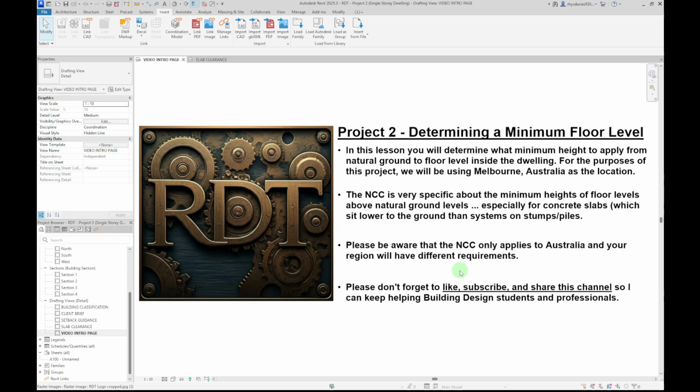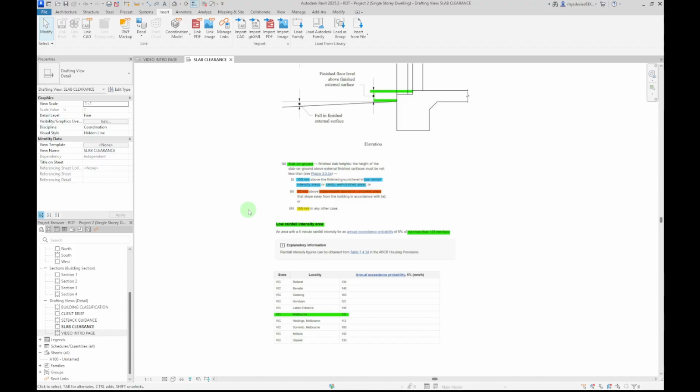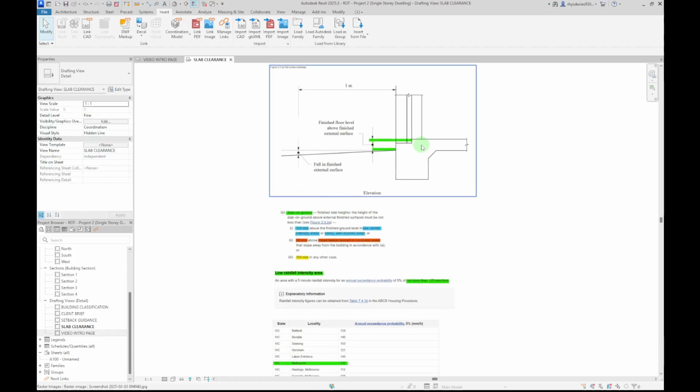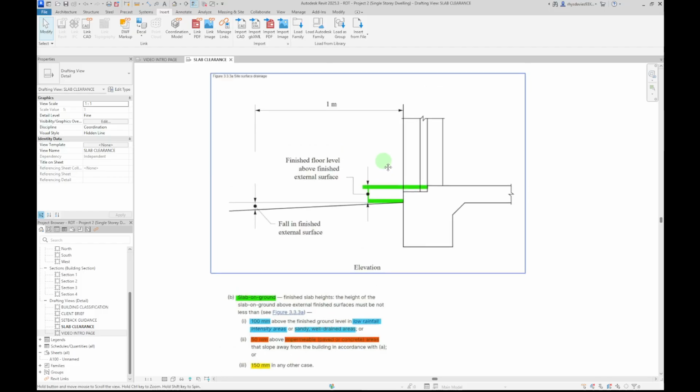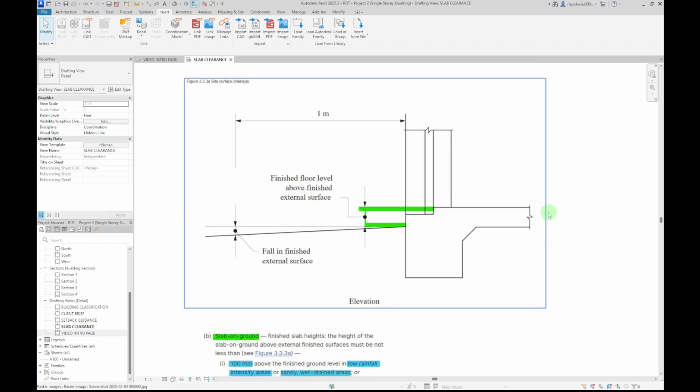It's not really a Revit lesson today. It really is just about taking the next step so that we can actually build something. In my notes here, I've got some information. This image is taken from the NCC, and it is an example of what we are talking about.